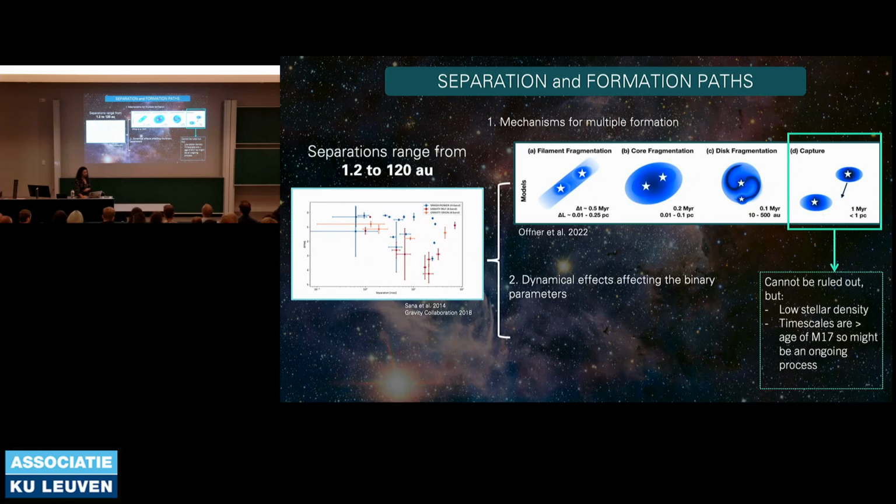And finally, capture can also not be fully ruled out, but M17 is a low stellar density environment, and the timescales at which we think capture can occur are much greater than the actual age of M17. So it can be an ongoing process, but it's for sure not the final setup of this.